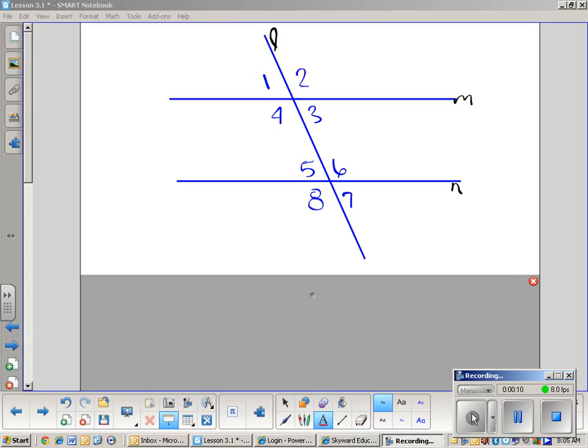Draw lines M and N, they appear to be parallel, and draw a line L that's intersecting both of them. Label the 8 angles as I have them labeled here. It'll make it a lot easier to talk about the things we need to talk about today if we have those labeled. Okay.